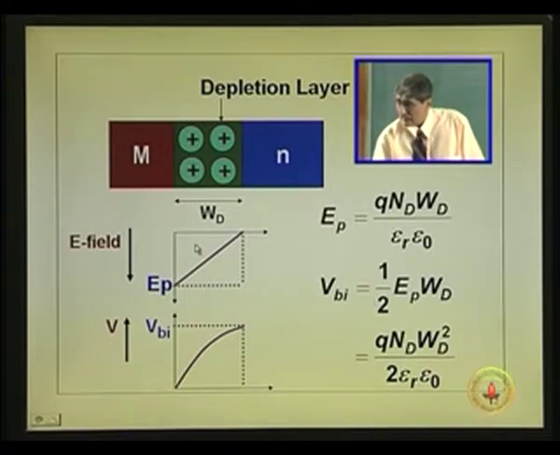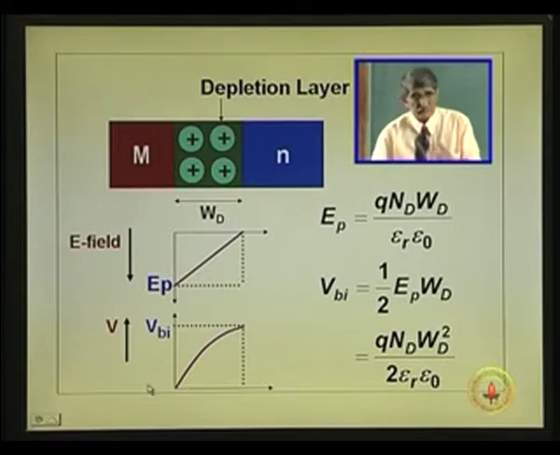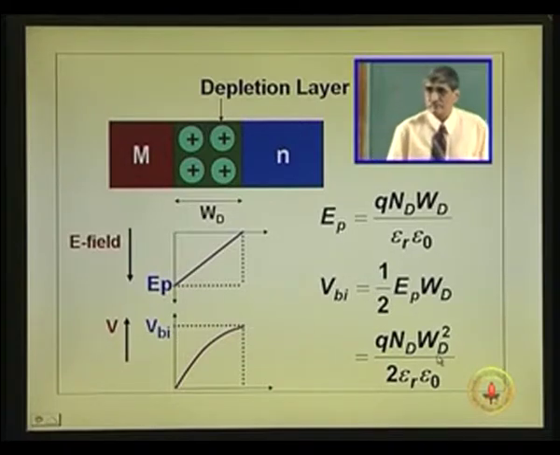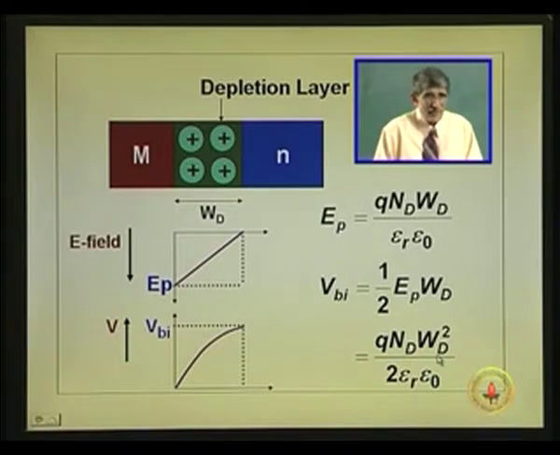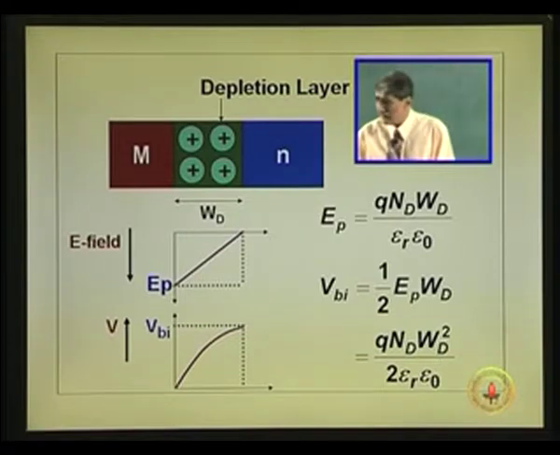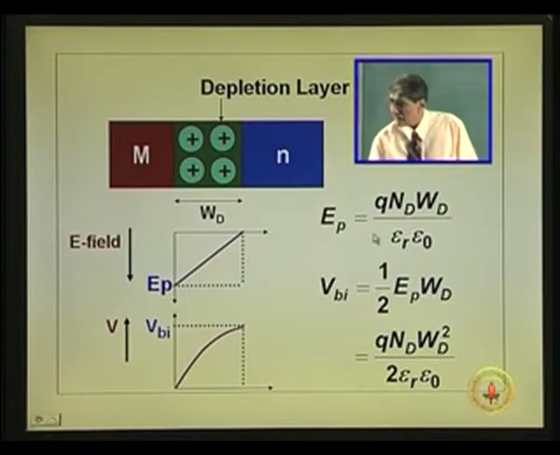Okay. That turns out to be, and the plot of that of course is square law. It is like this, integral of that linear function, that is what I plotted here. So, this voltage V B I, that is actually equal to this quantity. This is a well known formula for a fully depleted region, Q N d into W d squared divided by twice epsilon 0, which actually is half of this into W d.